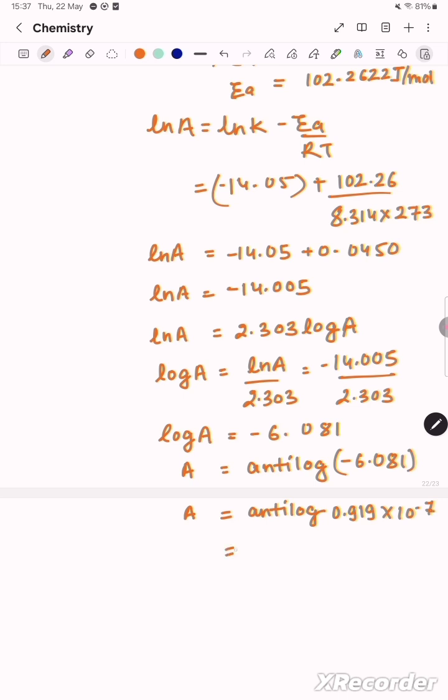And please do watch the log and anti-log table video if you do not know, because without the log calculation you cannot do a single step of the question. The video is given in the description box, so please watch this. So anti-log become equal to 8.299 multiplied by 10 to the power minus 7 per second. So this is how you will calculate the A value.